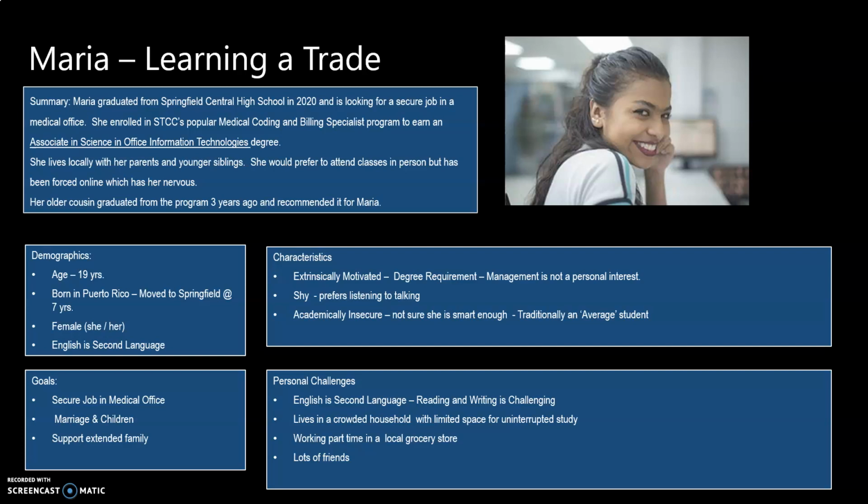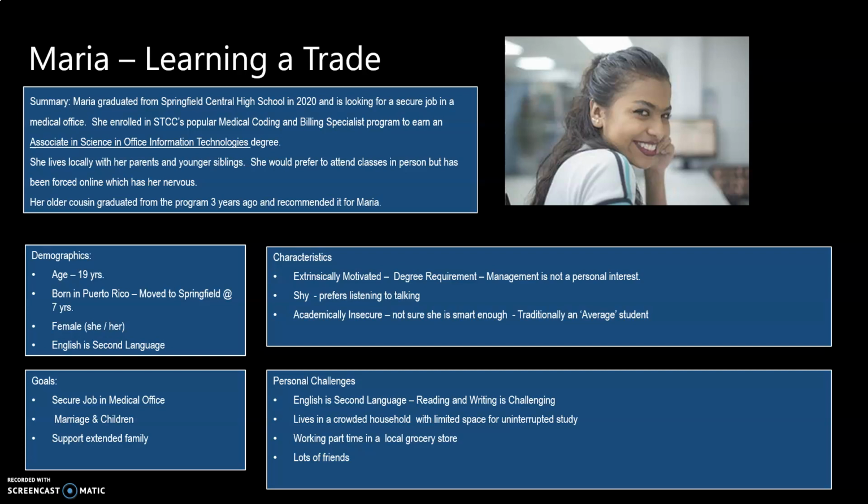She lives locally with her parents and her younger siblings. She'd prefer to attend classes in person, but has been forced online, which has her a little nervous. Her older cousin graduated from this program 3 years ago and recommended it for Maria, so Maria figured, why not give it a try? She's 19 years old. She was born in Puerto Rico and moved to Springfield when she was 7. And English is a second language for her.